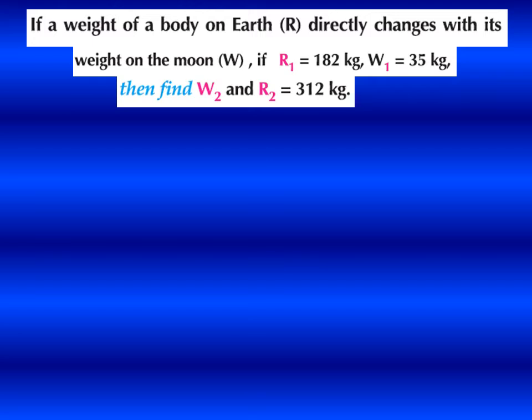If the weight of a body on Earth R directly changes with its weight on the Moon W, if R1 equals 182 kilograms and W1 equals 35 kilograms, then find W2 when R2 equals 312 kilograms.